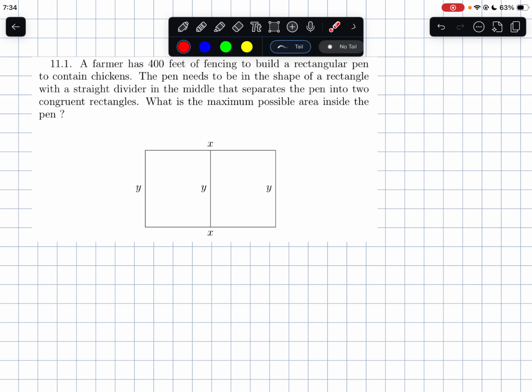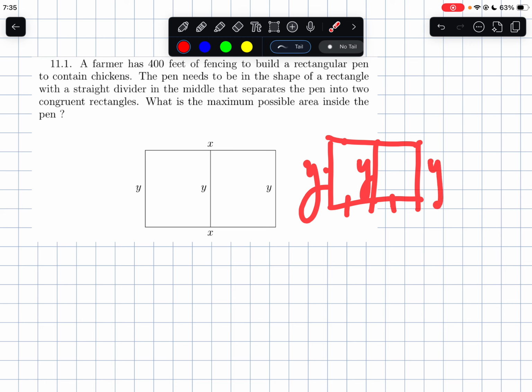So we have this band, they separate that into two. So even if they don't give us the figure, we can draw that. The rectangular band is separated into two, so this length is equal to this length. Yes, we have y, y, y. Here we have x, the whole thing is x here.